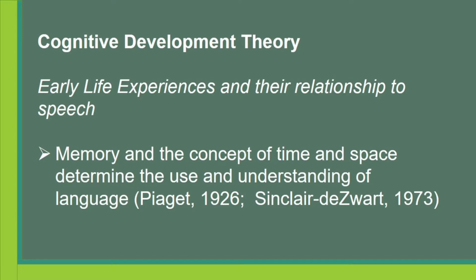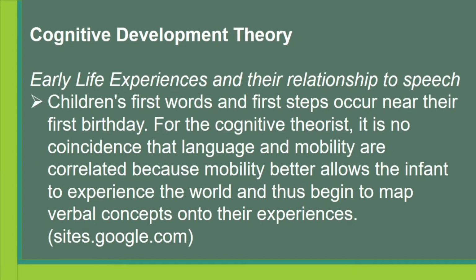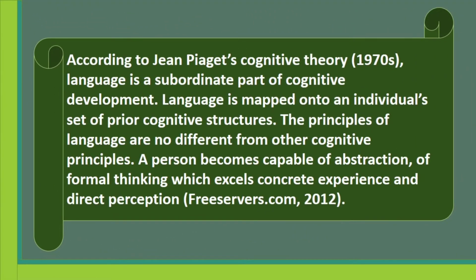Memory and the concept of time and space determine the use and understanding of language. Children's first words and first steps occur near their first birthday. For the cognitive theorists, it is no coincidence that language and mobility are correlated, because mobility better allows the infant to experience the world and thus begin to map verbal concepts onto their experiences. Let us discuss more on cognitive theory.